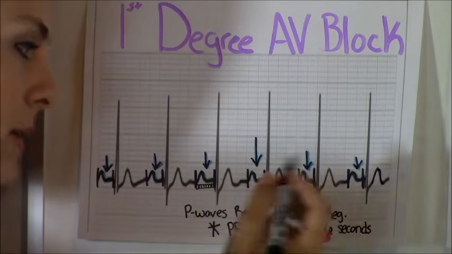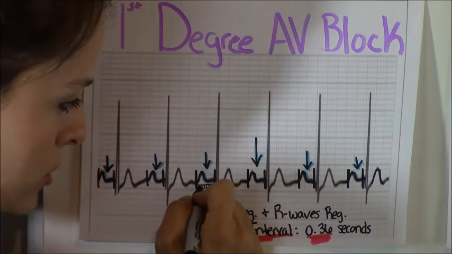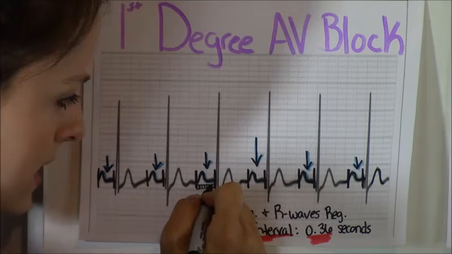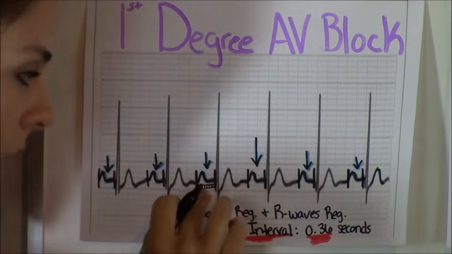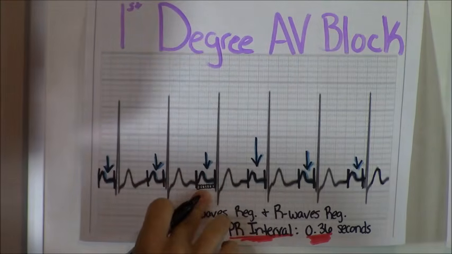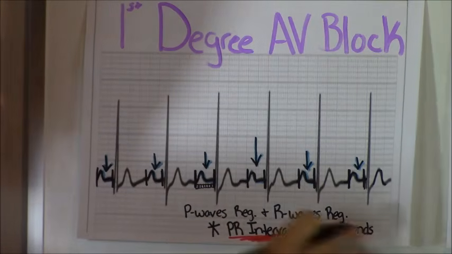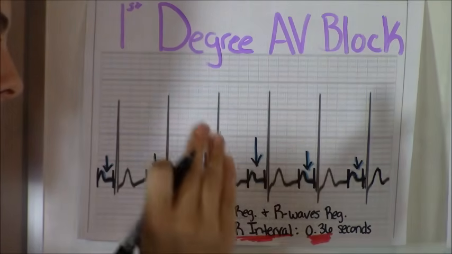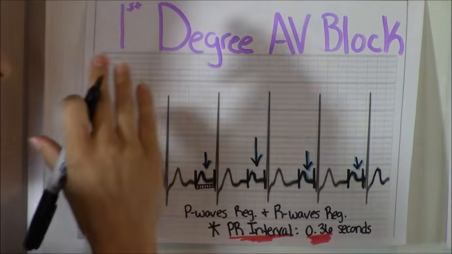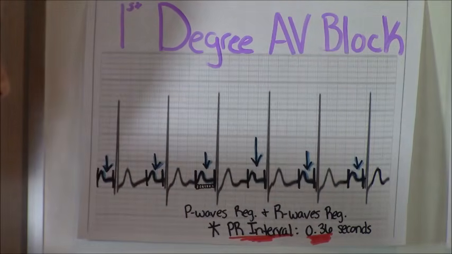So let's count and see how many small boxes we have. We have 1, 2, 3, 4, 5, 6, 7. We have 9. We have 9 small boxes. So 0.04 times 9 is 0.36 seconds. So our PR interval is very long. So this is a first degree AV heart block.